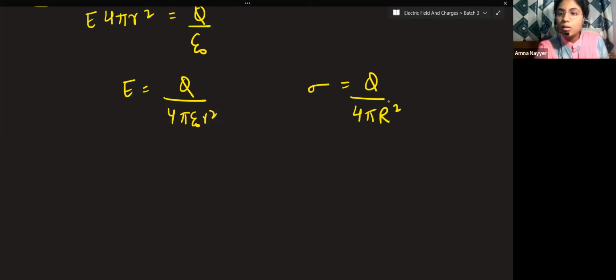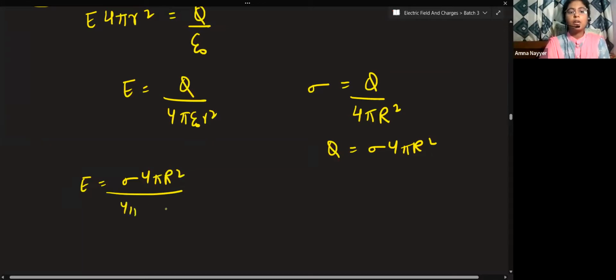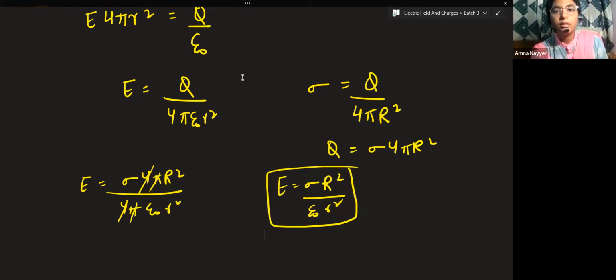In the last class also we did it. So this will be what? Charge will be sigma 4 pi capital R square. Put it in. Electric field is sigma 4 pi capital R square divided by 4 pi epsilon naught small r square. 4 pi gets cancelled. Electric field is sigma capital R square over epsilon naught small r square. This is your electric field.